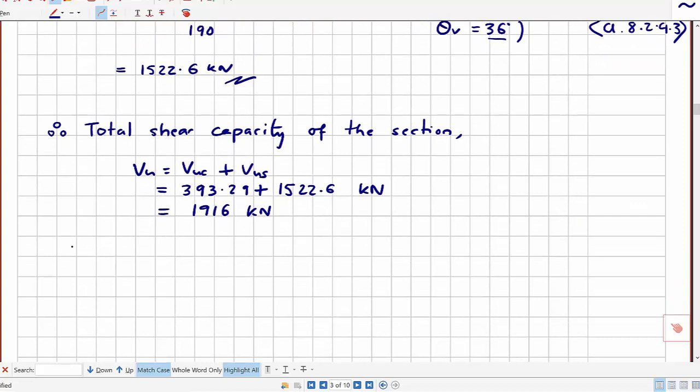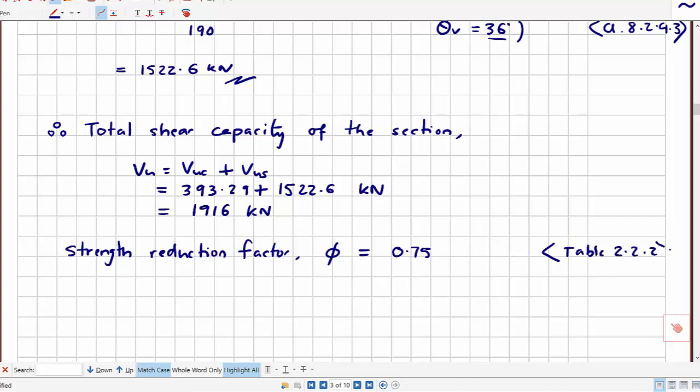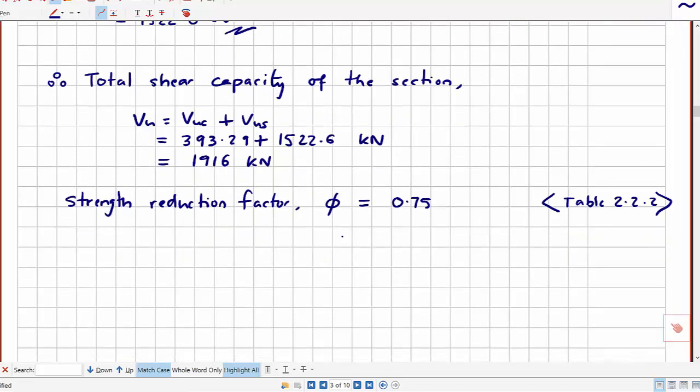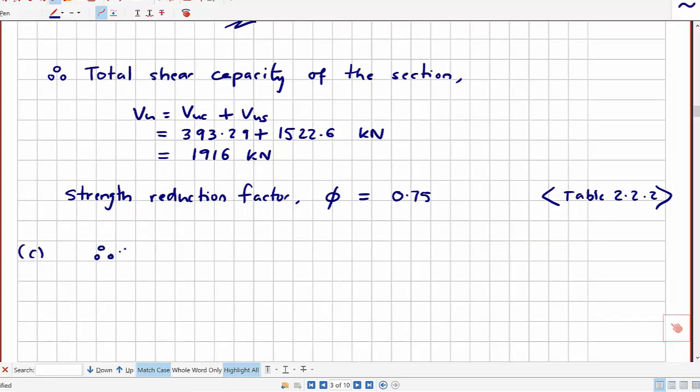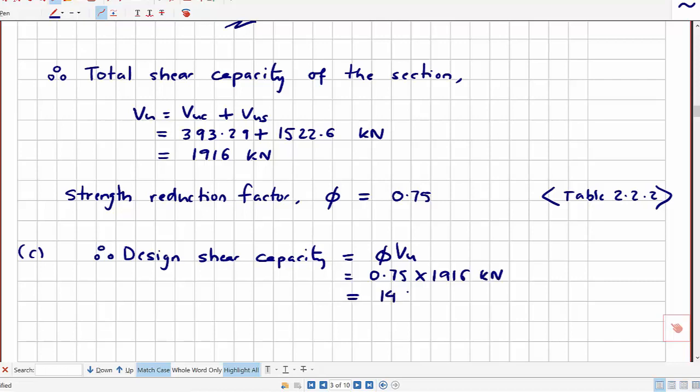And the strength reduction factor phi for shear is taken as 0.75. Here it is from table 2.2.2, for shear, phi is taken as 0.75. Therefore the design capacity is phi Vu, where phi is 0.75, which comes out as 1437 kilonewton. So this way we can find out the design shear capacity of the given section by adding the contribution from the concrete as well as from the steel stirrups.